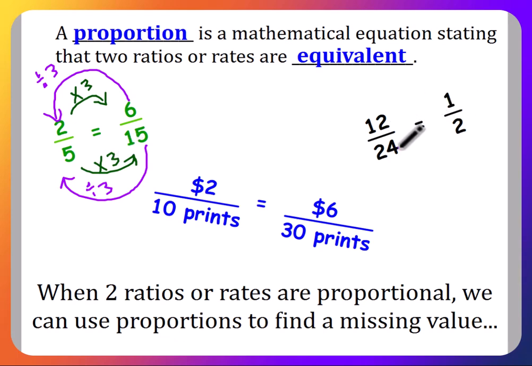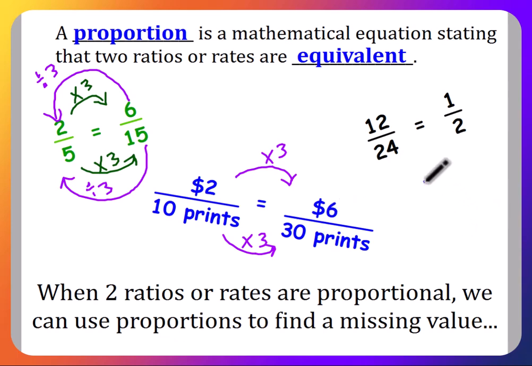Same thing here. 12 to 24 is equivalent to 1 to 2. If you simplify, you get a 1 to 2 ratio. For the rates, $2 for 10 prints is equivalent to $6 for 30 prints. How do you know that? We can multiply by 3. Use a scale factor of 3 for both, and you get the $6 for 30 prints.